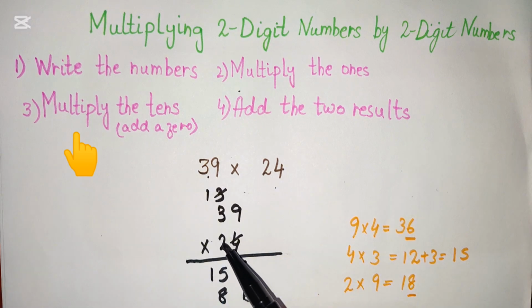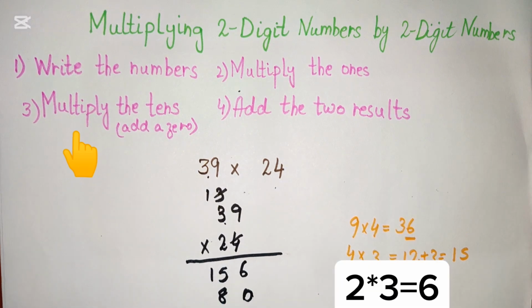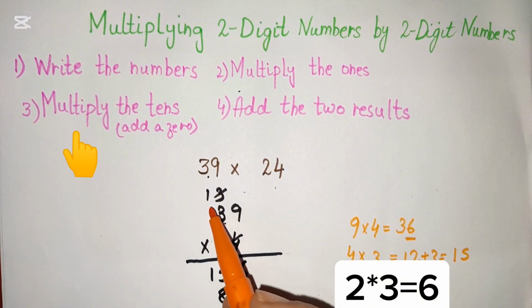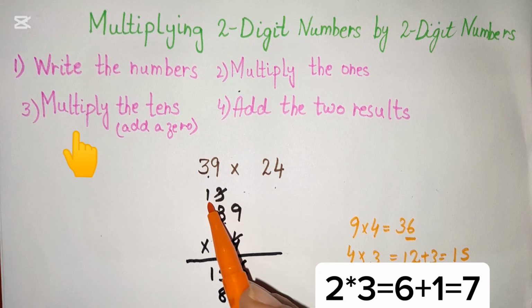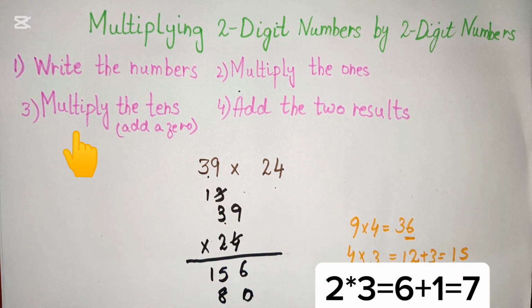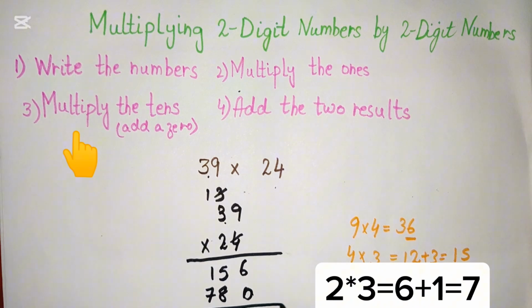Again we will multiply 2 by 3. We know that 2 times 3 is equal to 6. 6 and this 1, we have cut 3, so there is no confusion, only 1 is remaining. So 6 plus 1 will become 7. So we will write 7 here.